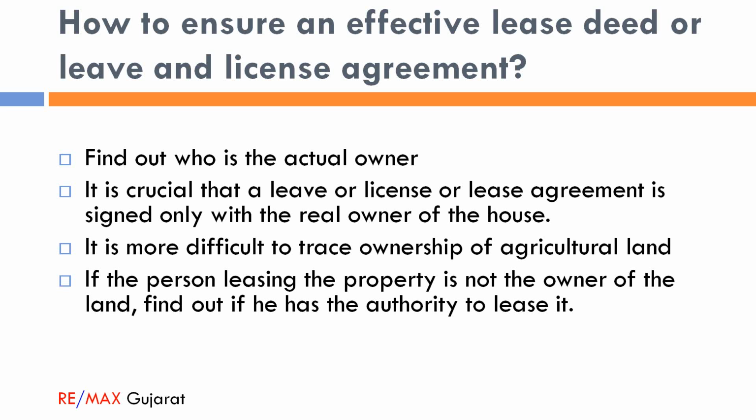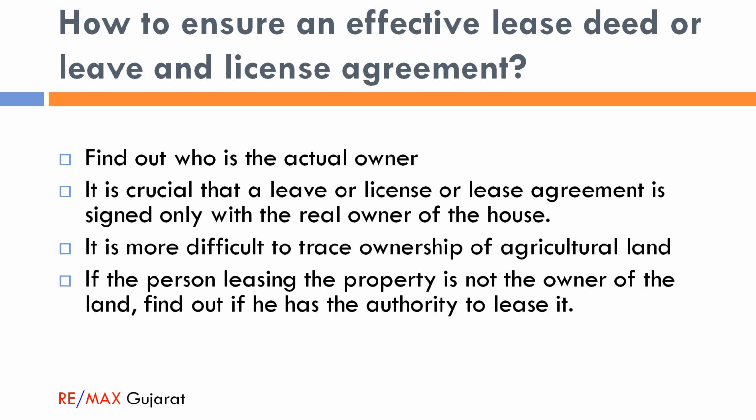Electricity bills or bills relating to municipal taxes can also be referred to, although they are not very reliable indicators of ownership. It is more difficult to trace ownership of agricultural land, which may have been transferred through several private hands through intestate succession, partitions, intra-family transfers, etc. for hundreds of years. So if the person leasing the property is not the owner of the land, find out if he has the authority to lease it.